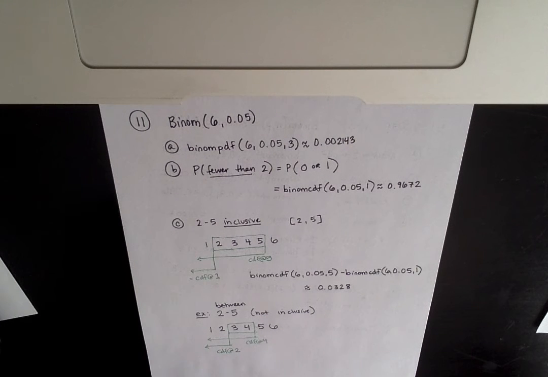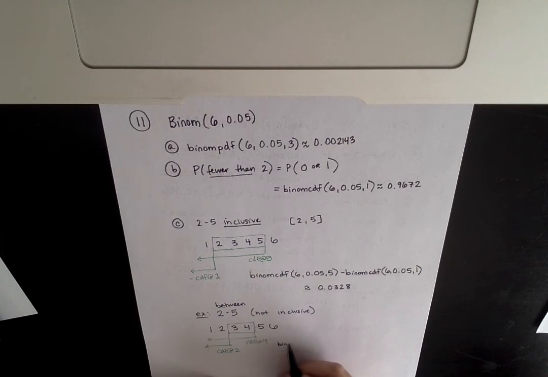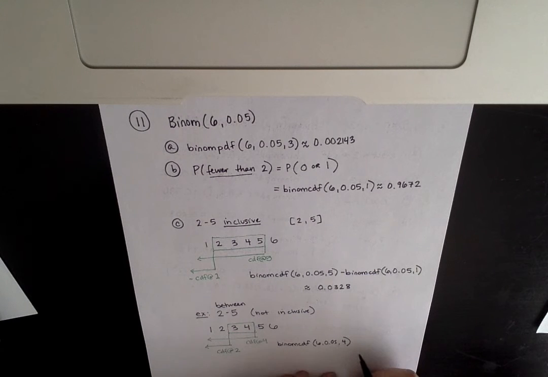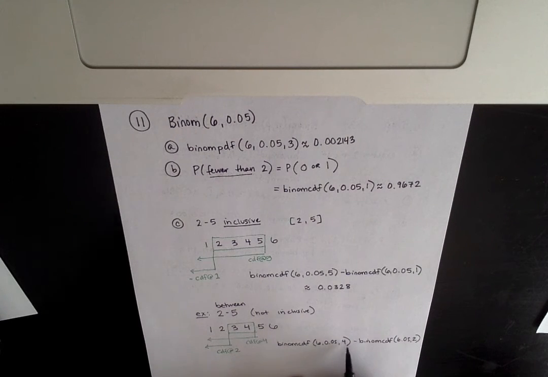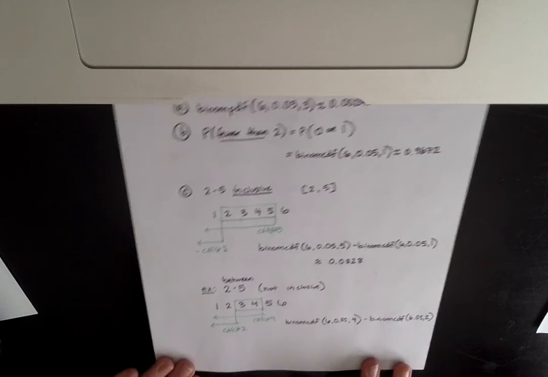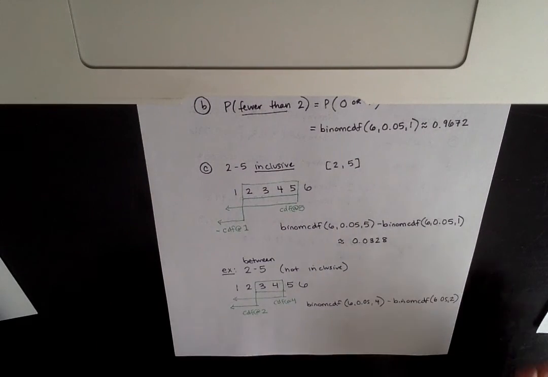Now, I have not done this in the calculator, so I'll leave that up to you. But this will be the binom CDF, 6 trials, probability of success 0.05, and 4, and then subtracting the binom CDF, 6, 0.05, and 2. And this leaves me with just 4 and 3. Hopefully you are understanding what I'm saying there.